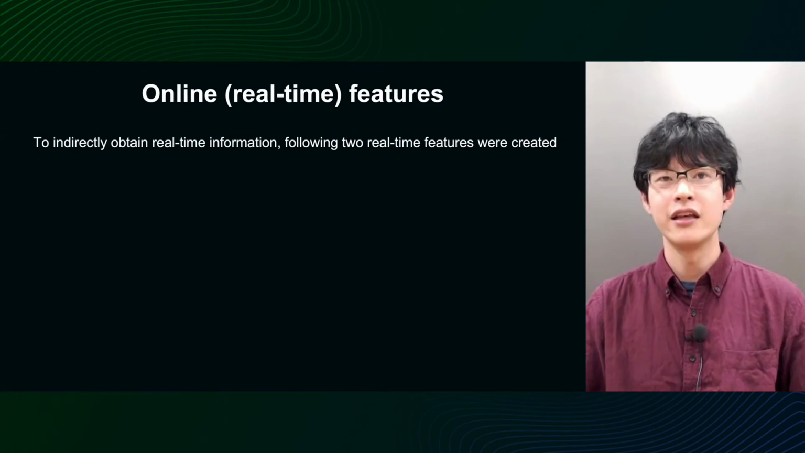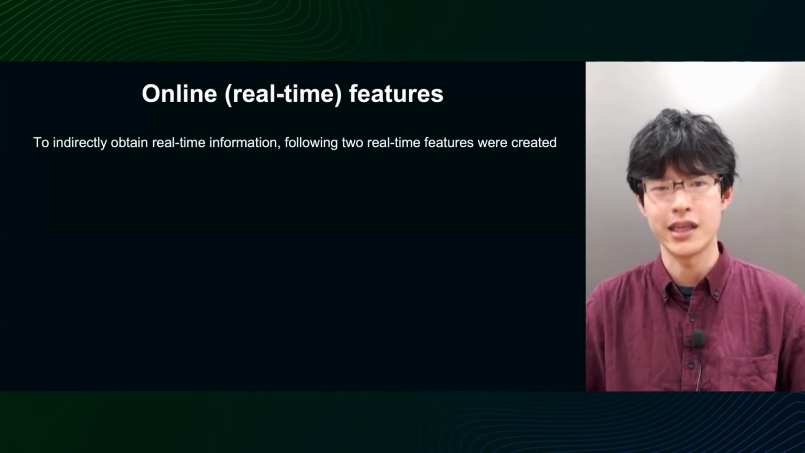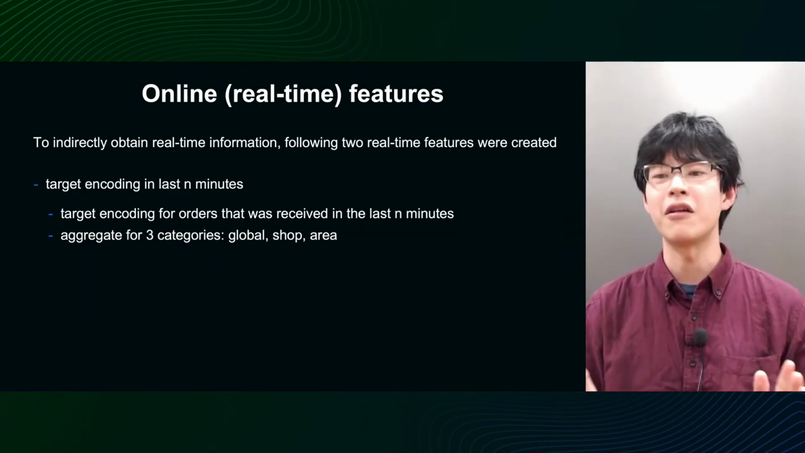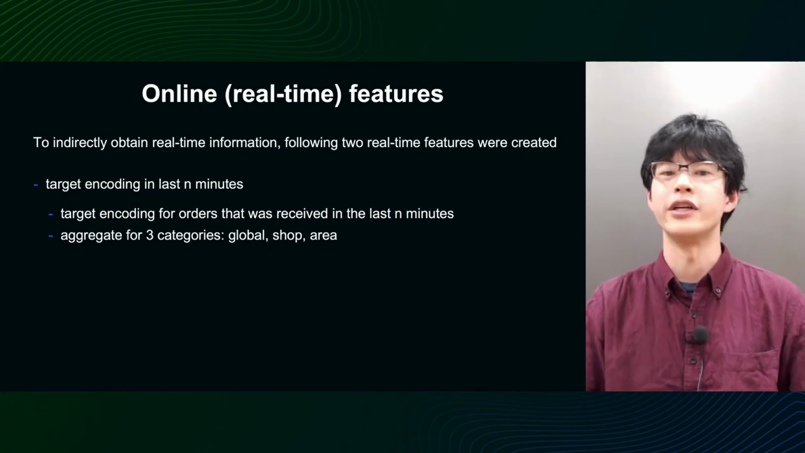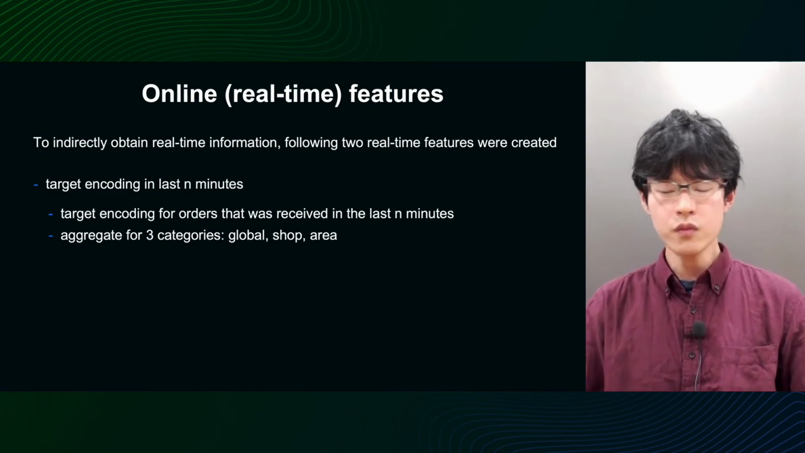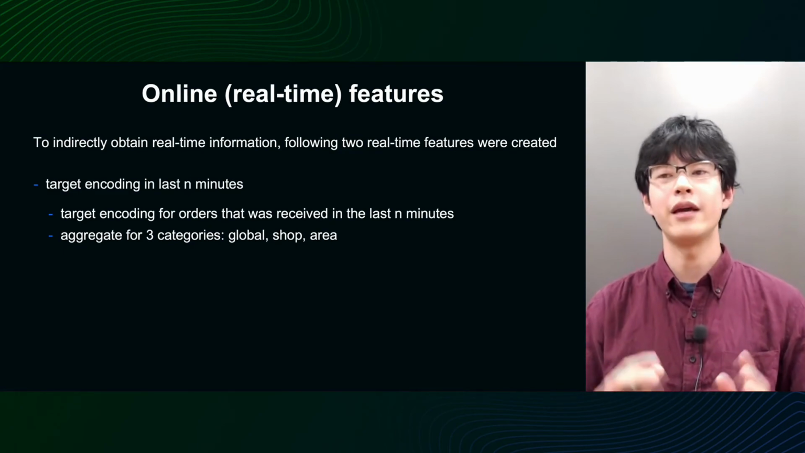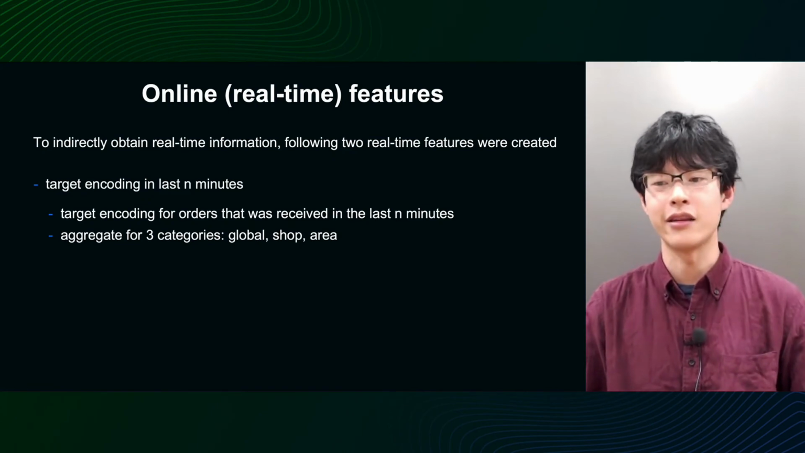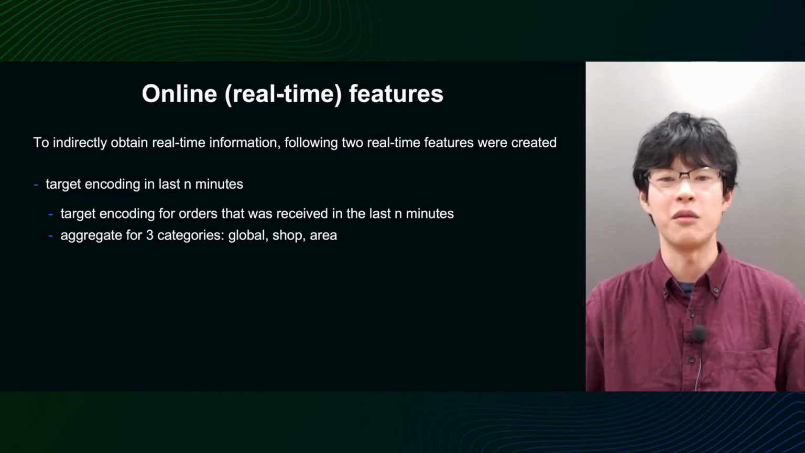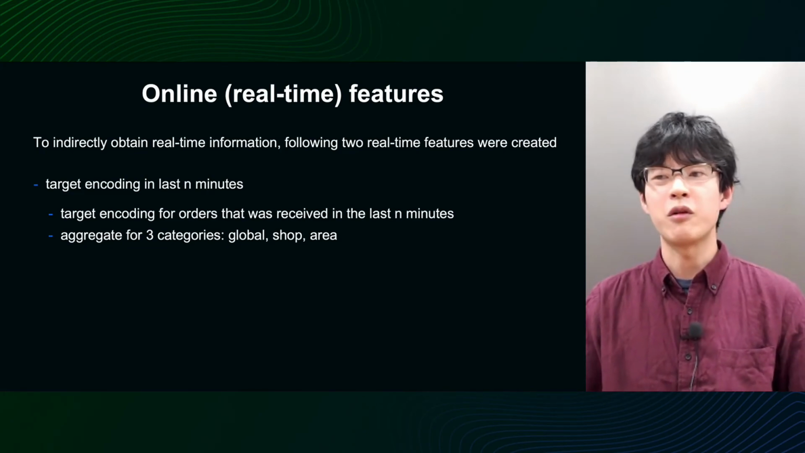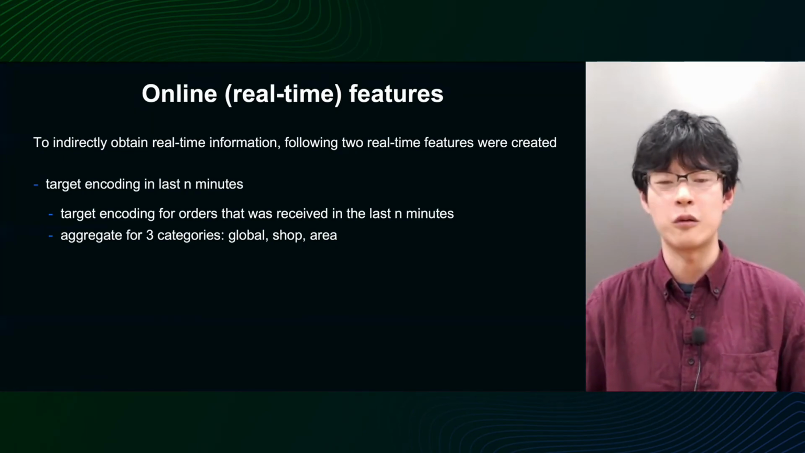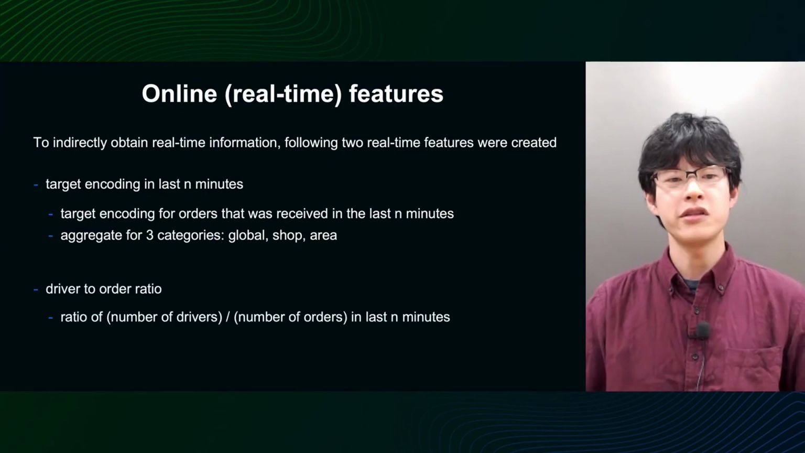This time we have created 2 features as real-time features. Let's look at them in order. The first one is a target encoding for the last n minutes, which is the average for each store, each area, and the whole. For example, if the last target encoding of that restaurant is larger than all the previous target encodings of that restaurant, we know that the store is more crowded than usual. So we can convey this information to the model.